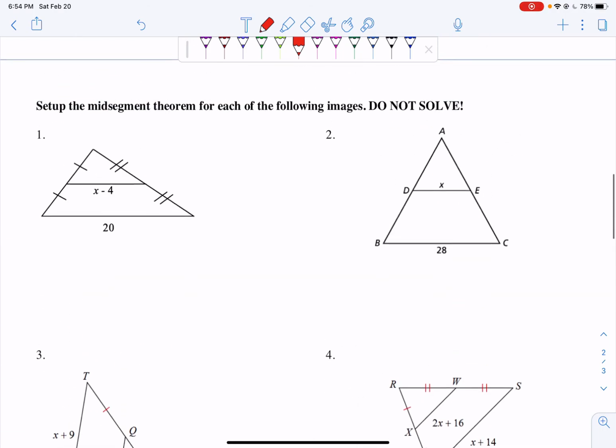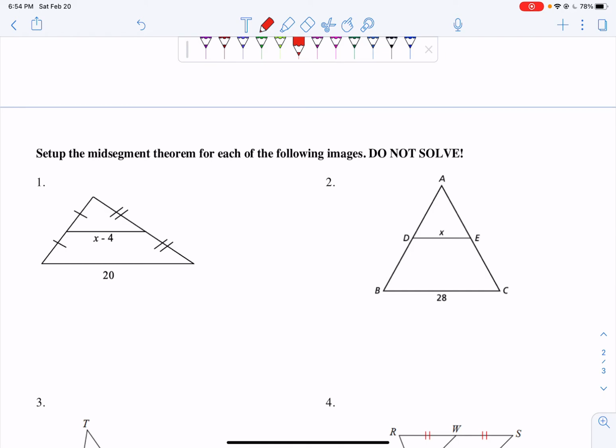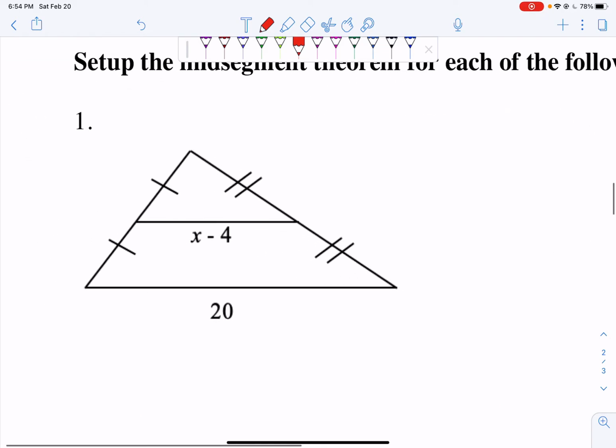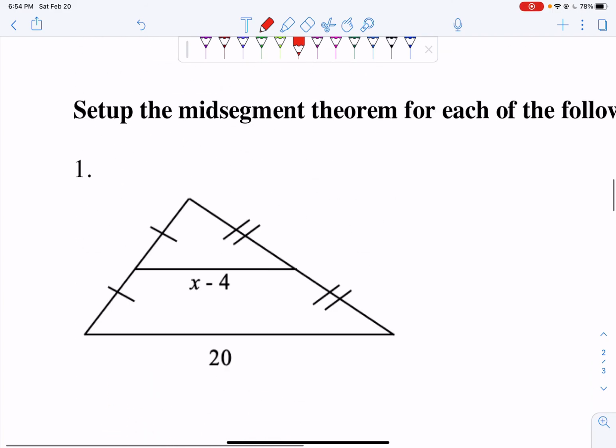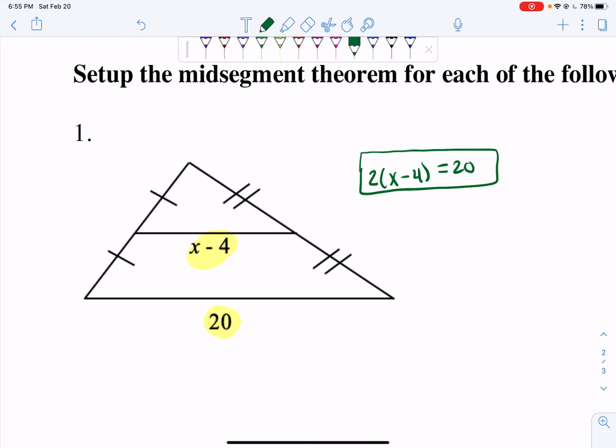What we're going to be doing is the exact same thing, setting up our equations. That's it, nothing else. So set up the mid-segment theorem for each of the following images. Do not solve. We are not solving. We are just setting up. So if I look at this example, my midline is x minus 4, and my base is 20. So I know that I can do 2 times x minus 4 equals 20. And that's my final answer.